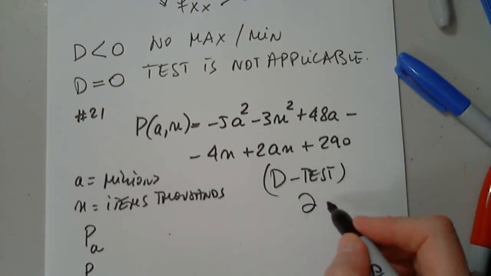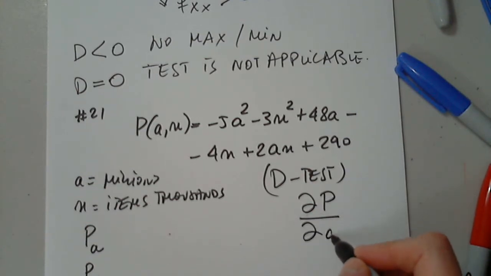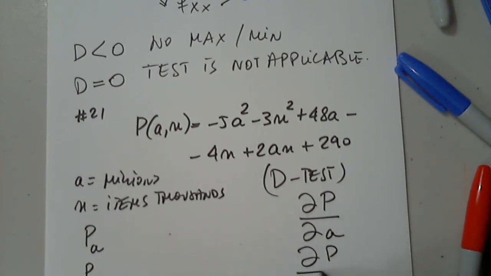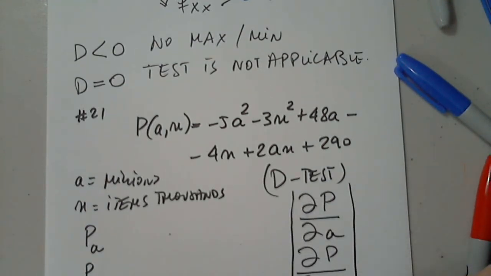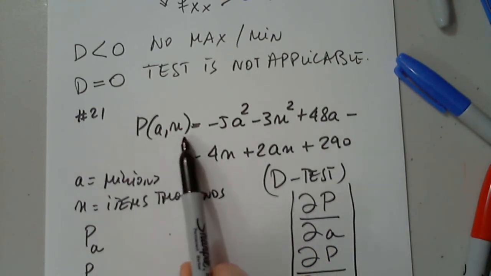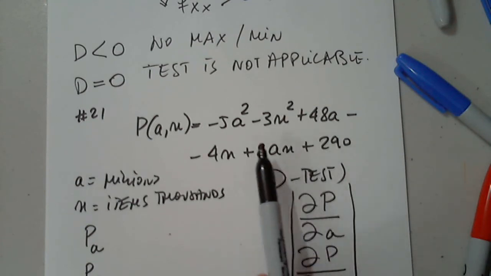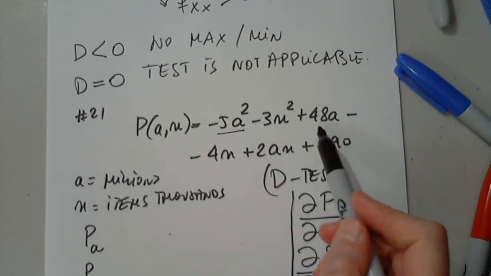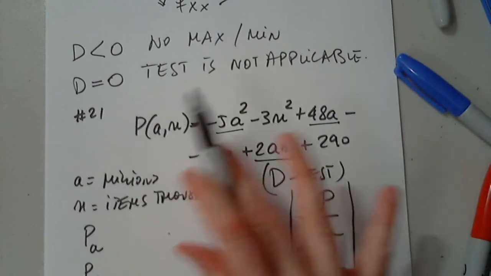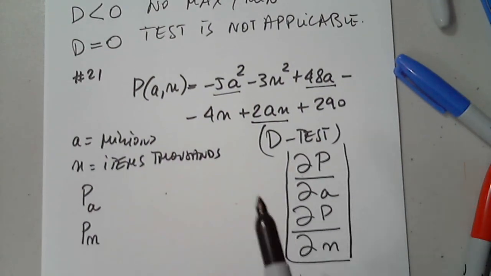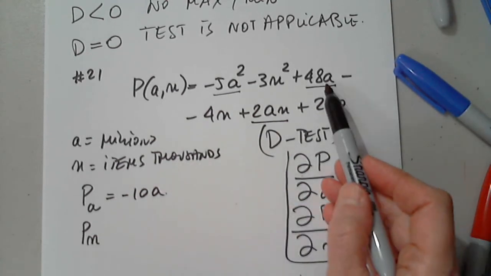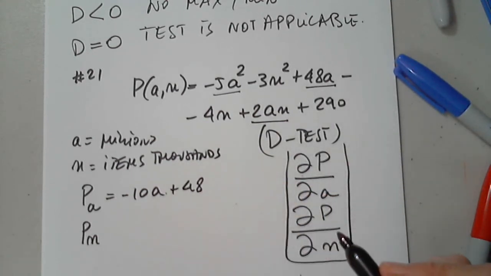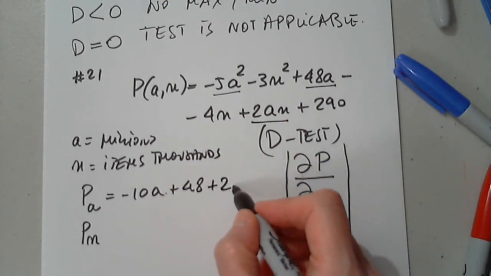This should be the partial derivative of P with respect to A. This should be the partial derivative of P with respect to N. But this is a cumbersome notation. We are reducing it to PA and PN. Okay, so when I differentiate this with respect to A, this has A, this has A, this has A. Everything else is gone. So this with respect to A, negative 10A. This with respect to A, 48. This with respect to A, plus 2N.